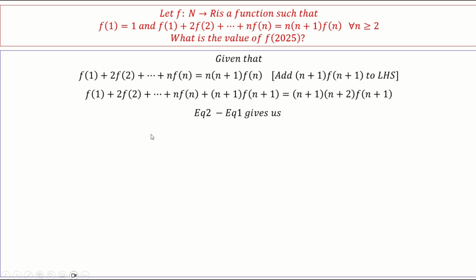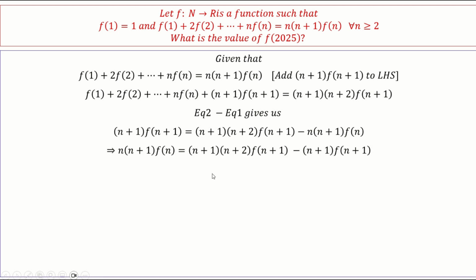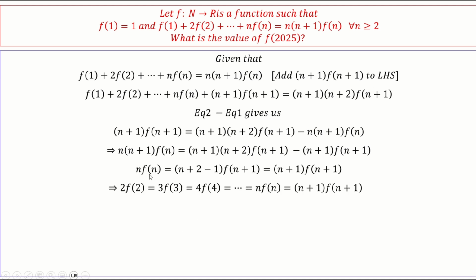Now equation 2 minus equation 1, if I do, all these terms will get cancelled. I'm left with only this: n plus 1 into f of n plus 1 equals n plus 1 into n plus 2 into f of n plus 1 minus n into n plus 1 into f of n. On the RHS, I am subtracting these two. Now if I take the similar terms to the same side, this is what I will get simplified: n into f of n equals n plus 2 minus 1 into f of n plus 1.